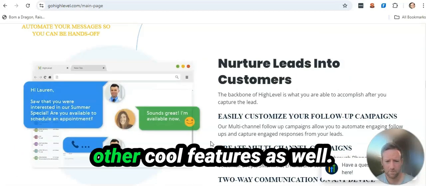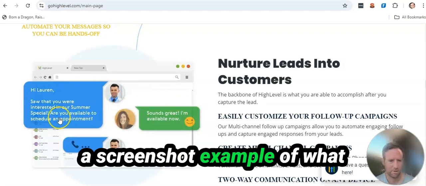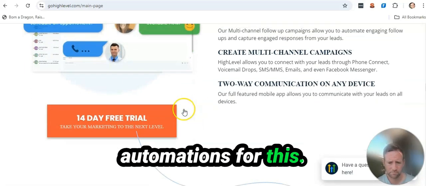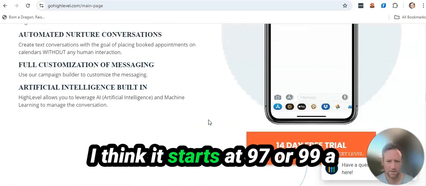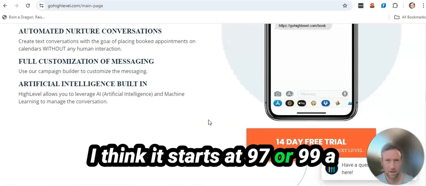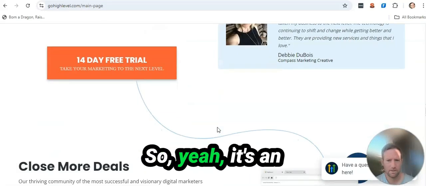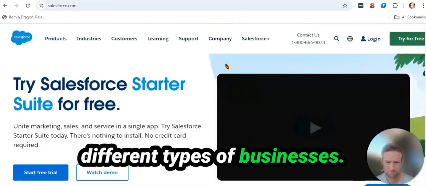High Level has a lot of other cool features as well. You can see here a screenshot example of what an SMS could look like, and you can set up the automations for this. So it's a really nice tool. It's more expensive, obviously. I think it starts at $97 or $99 a month, but you get a lot for it. So yeah, it's an interesting tool. It could be useful for a lot of different types of businesses.